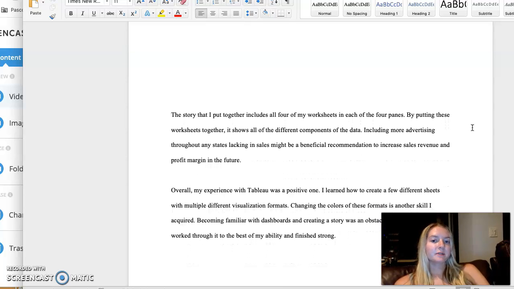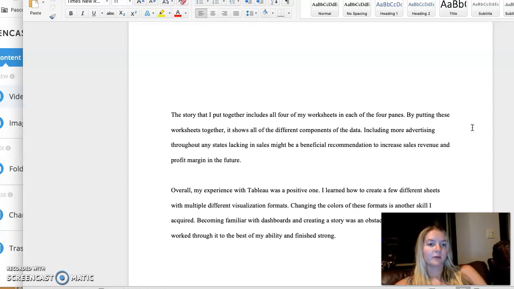The story that I put together includes all 4 of my worksheets in each of the 4 panes. By putting these worksheets together, it shows all of the different components of the data. Including more advertising throughout any states lacking in sales might be a beneficial recommendation to try to increase sales revenue and profit margin in the future. That would be what I would say.